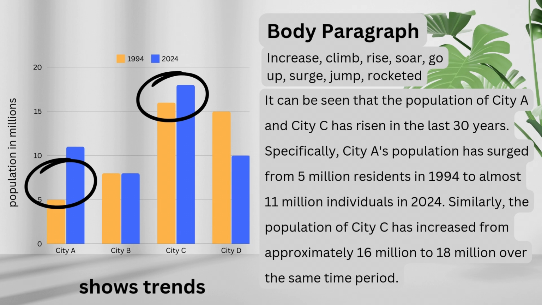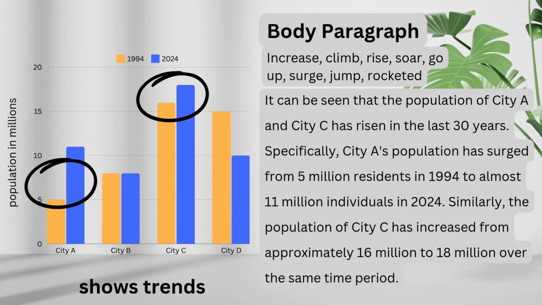So how to write the body paragraph of writing task 1? Well, as we discussed before, we will group the data, and in this case, we can see that for city A and C, the population has increased. So I will present them together. And I can say, it can be seen that the population of city A and C has risen in the last 30 years. Specifically, city A's population has surged from 5 million residents in 94 to almost 11 million individuals in 2024. Similarly, the population of city C has increased from approximately 16 million to 18 million over the same time period.